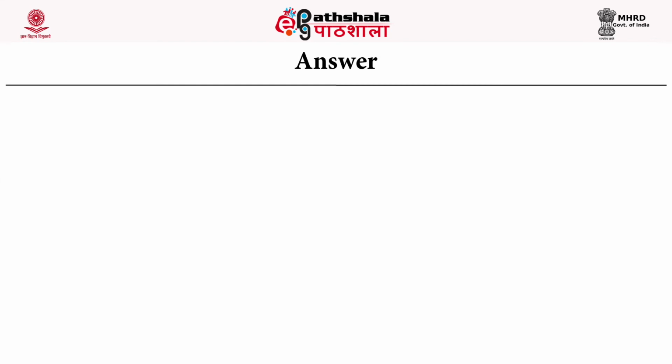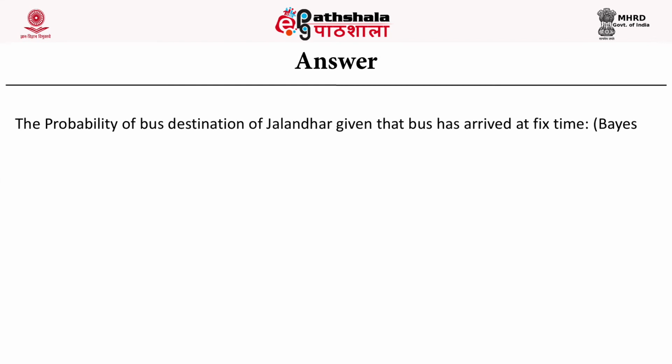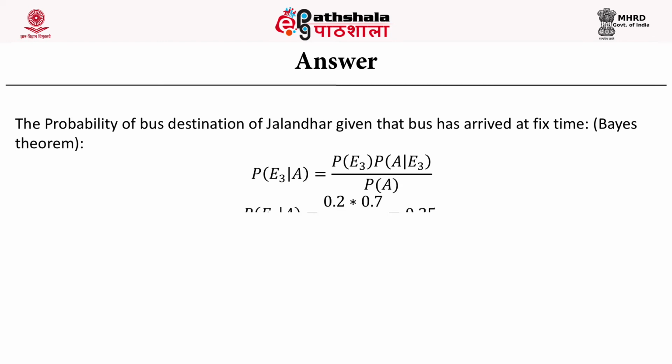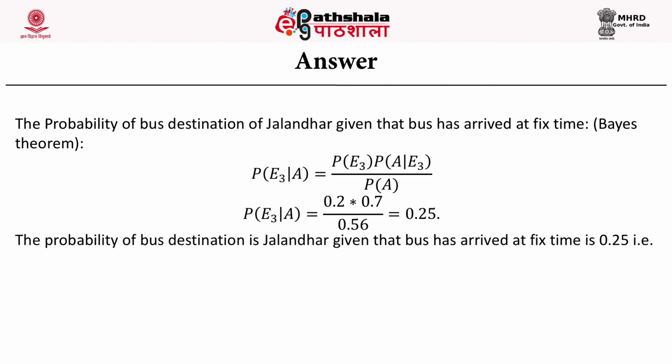Now the probability of bus destination of Jalandhar, given that the bus has arrived at a fixed time, so we have to apply the Bayes theorem. So the formula for the Bayes theorem is probability of E3 given A, which is equal to probability of E3 into probability of A given E3 divided by probability of A. So probability of E3 given A is coming out to be, after putting the values that we already have given in the question, 0.25. The probability of bus destination is Jalandhar, given that bus has arrived at fixed time, is 0.25, that is the posterior probability.